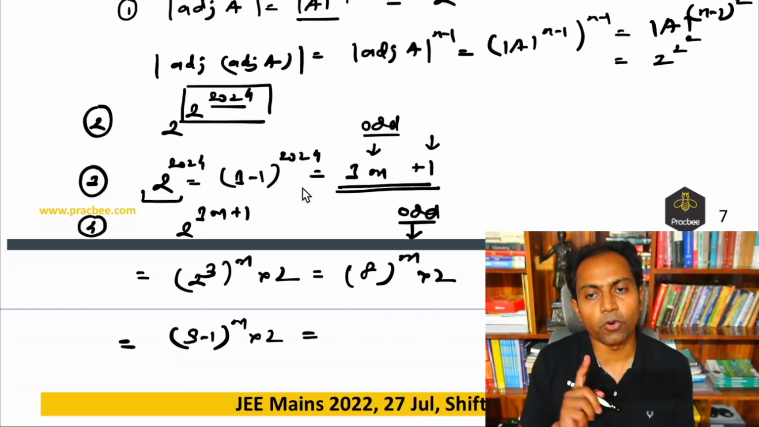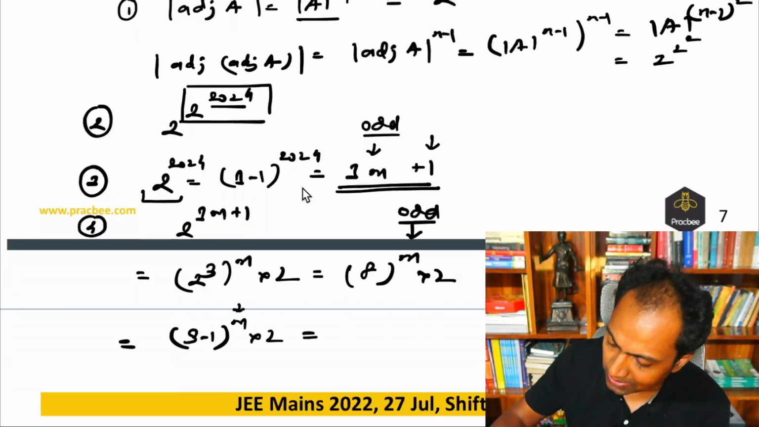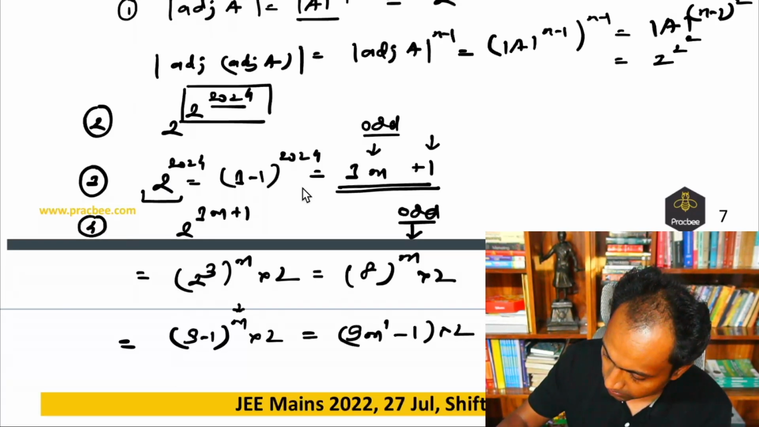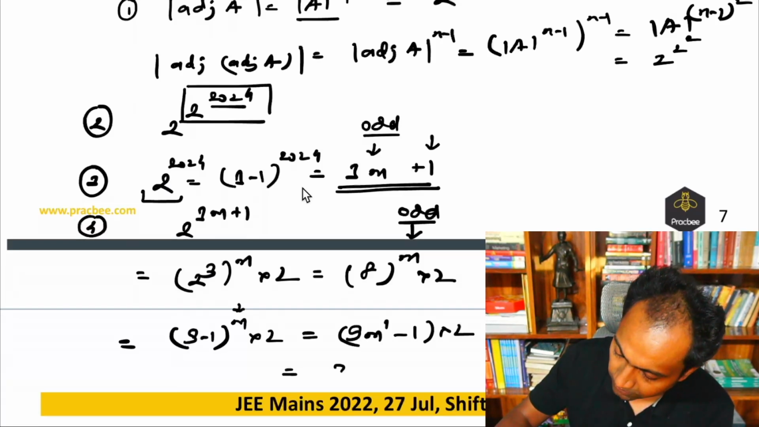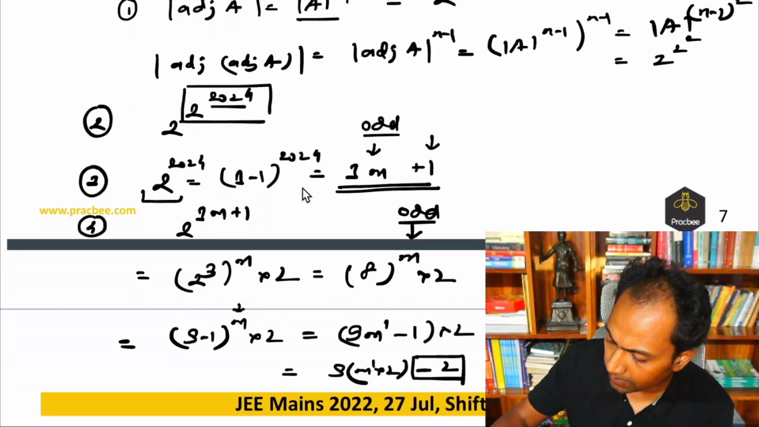Now why is this important to notice? Because if you have an odd number here, when you write the expansion, the last term would be negative. So this can be written as 9m dash minus 1, into 2. You can see that if I open this bracket, this will become m dash into 2 minus 2. The remainder is coming out to be minus 2. Remainder is never negative.